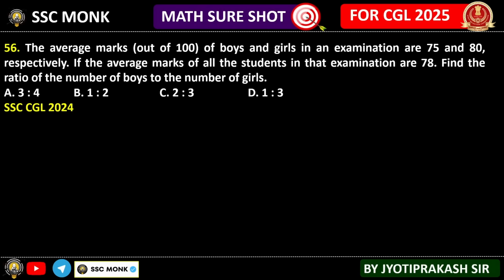Next, the average marks of boys and girls in examination is 75 and 80. If the average marks of all students in the examination is 78, find the ratio. Sir, very simple. This is boys, this is girls. 75, 80, average 78. 78 minus 75 is equal to 3. 80 minus 78 is equal to 2. Ratio 2:3. Answer option C.